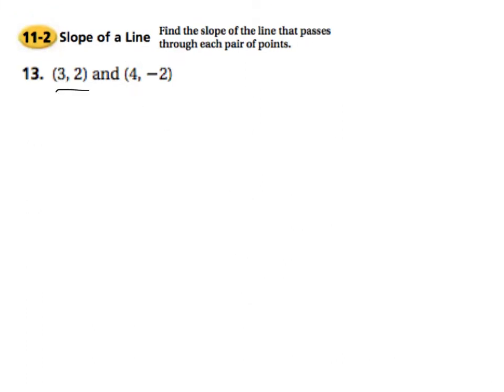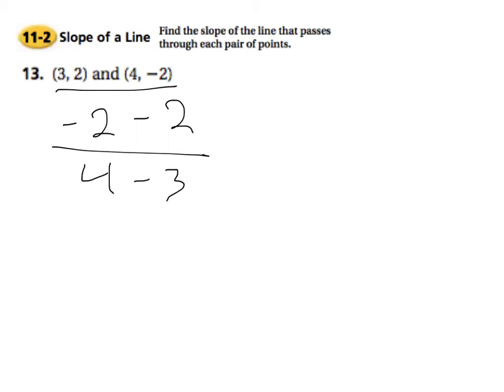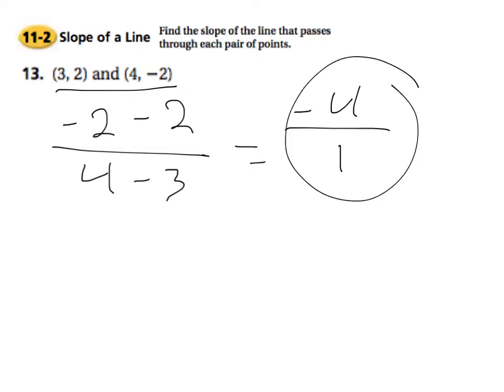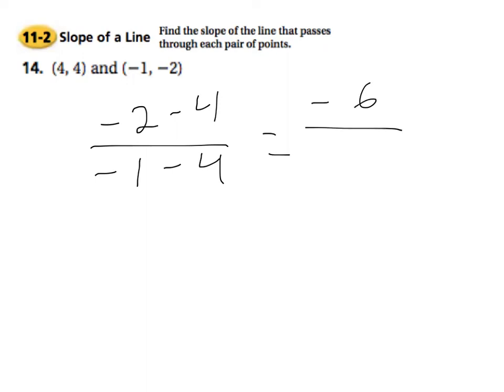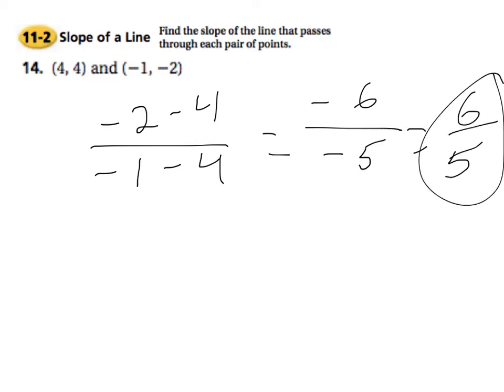For our next one, we're going to also find slope. So we're going to do negative 2 minus 2 over 4 minus 3. Remember, you label, you write down what you need to write down. 2 minus negative 2 is negative 4 divided by 4 minus 3 is 1, so our slope is negative 4 over 1, or just negative 4. Again, we're finding slope here, so negative 2 minus 4 over negative 1 minus 4. We're going to get negative 6 over negative 1 minus 4 is negative 5. Negative 6/5 is the same as positive 6/5.